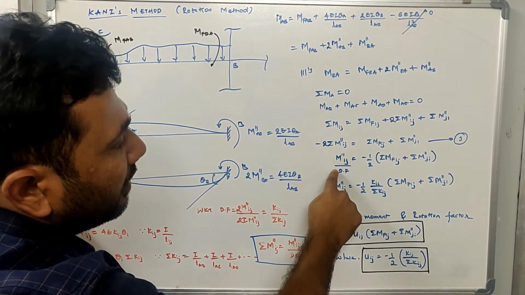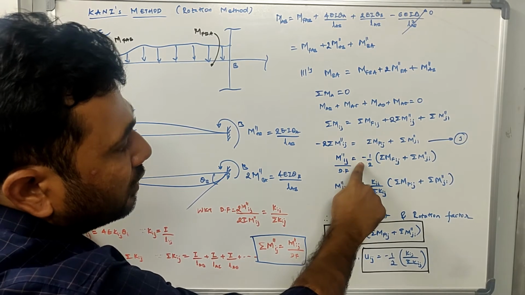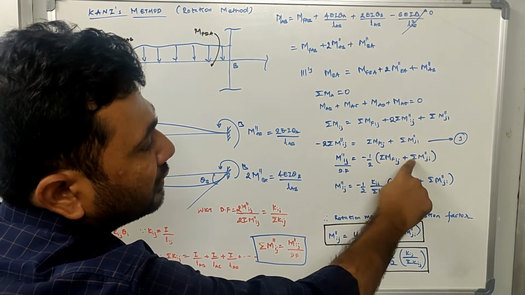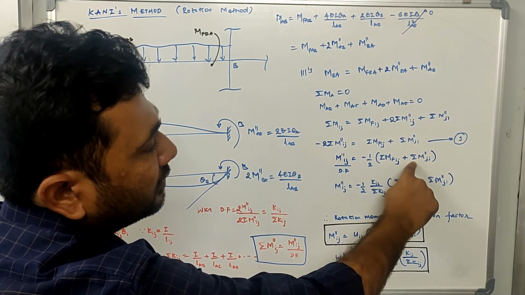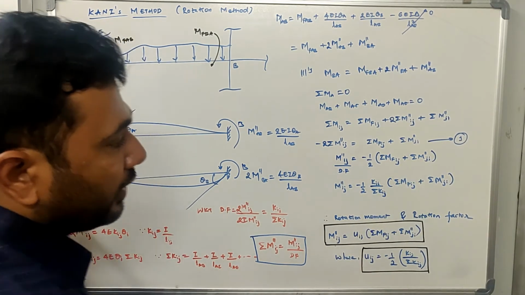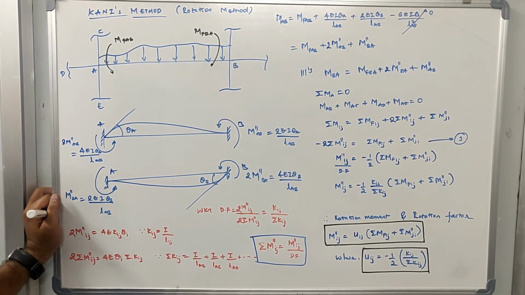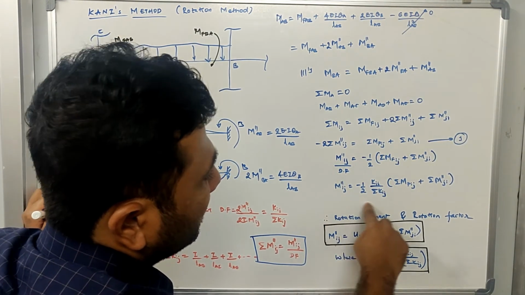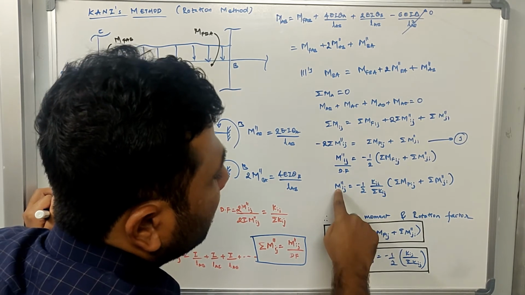Okay, so m double dash ij divided by distribution factor is equals to -1/2 into bracket summation of mf ij plus summation of m double dash ji. Okay, so if I send the distribution factor to this side, what will be this equation now? Now this equation is representing you m double dash ij.